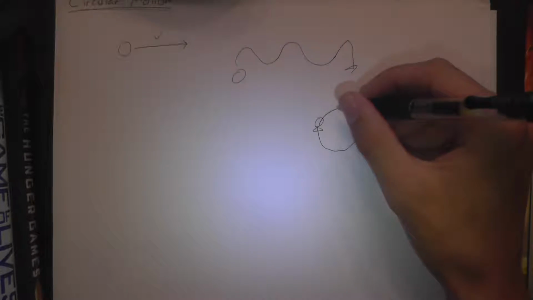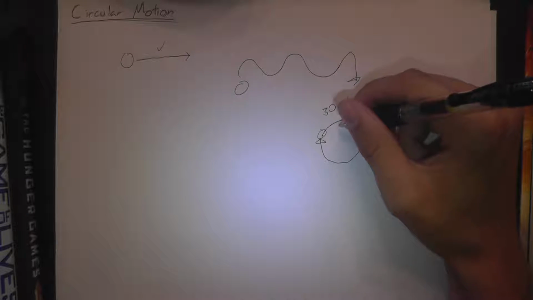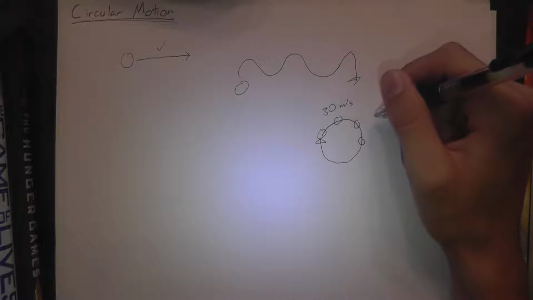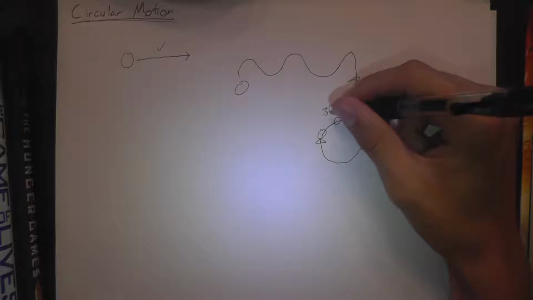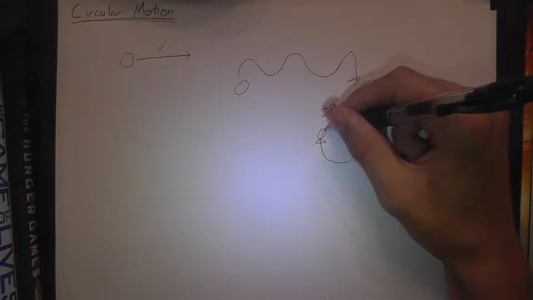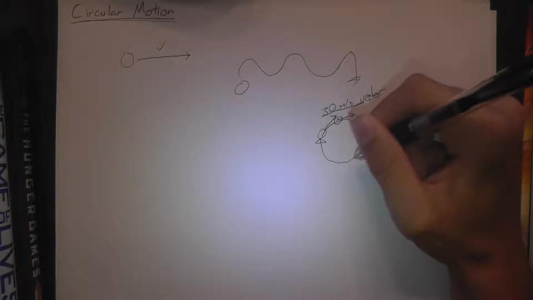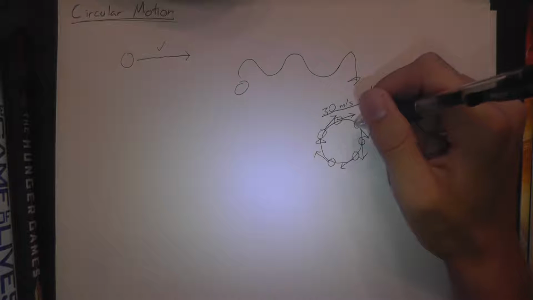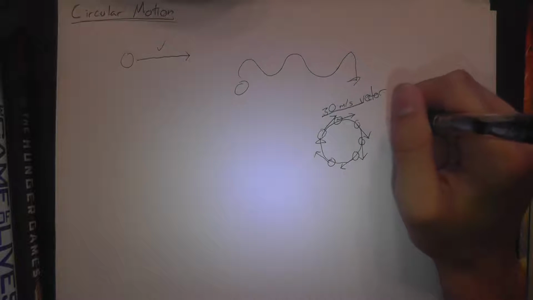Because yeah, you could be moving, per se, at 30 meters per second around this circle, just constantly. But the thing with velocity is that it's a vector. So it has both magnitude, that 30 meters per second, and direction. And as you can see, the direction when you're moving in a circle just keeps on changing. And so that means we need to use a different set of values when we're talking about circular motion.